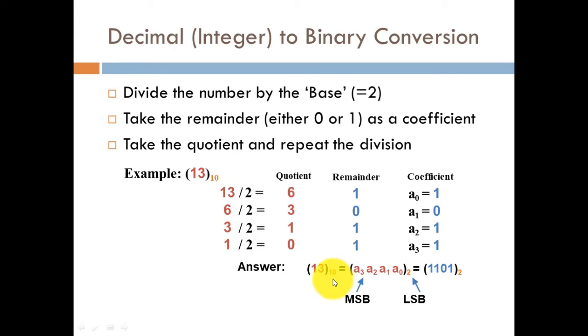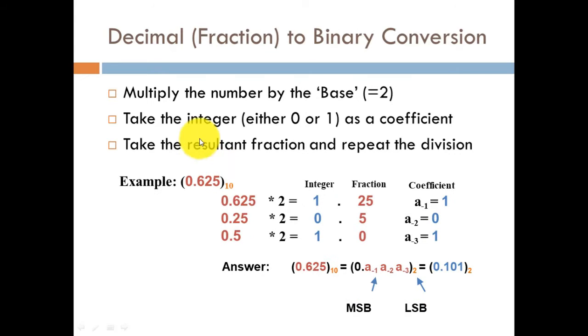So 13 to the base 10, or you could say 13 in decimal, will be equal to a3, a2, a1, a0 to the base 2. So we write it down as 1101. This is the binary equivalent of decimal number 13. This is how we convert an integer decimal number into a binary number. Now we will discuss how we convert a fractional decimal number into binary conversion.